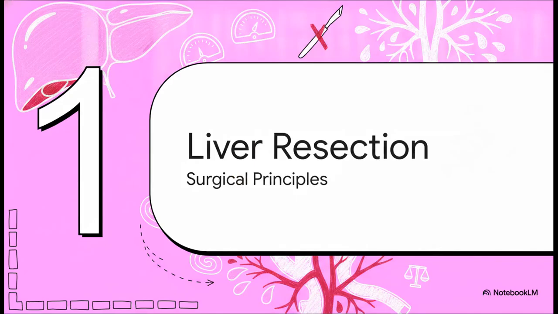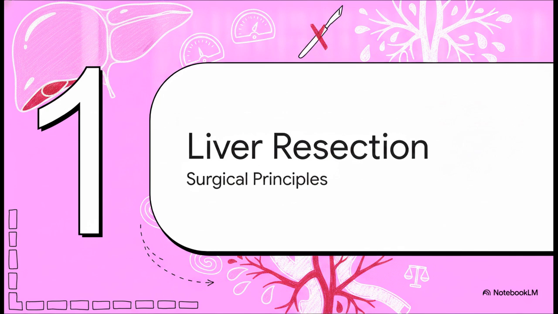Section 1, Principles of Liver Resection. Okay, before we even think about talking about tumors, we got to talk about how to safely cut into the liver in the first place. The absolute biggest principle here is bleeding control. Since most bleeding during resection actually comes from the hepatic veins, surgeons have to maintain a remarkably low central venous pressure. We're talking under 5 millimeters of mercury, and they severely restrict fluids to keep the operative field safe.